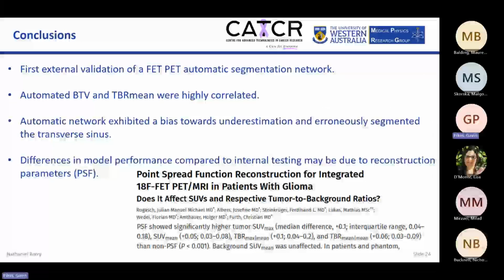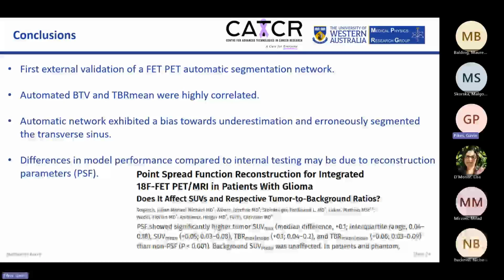So clearly, this was the first external validation of a FET-PET automatic segmentation network. We found that the biology of tumor volume and mean tumor-to-background ratio were highly correlated, although the network did exhibit a bias towards volume underestimation and erroneously segmented areas of the transverse sinus.